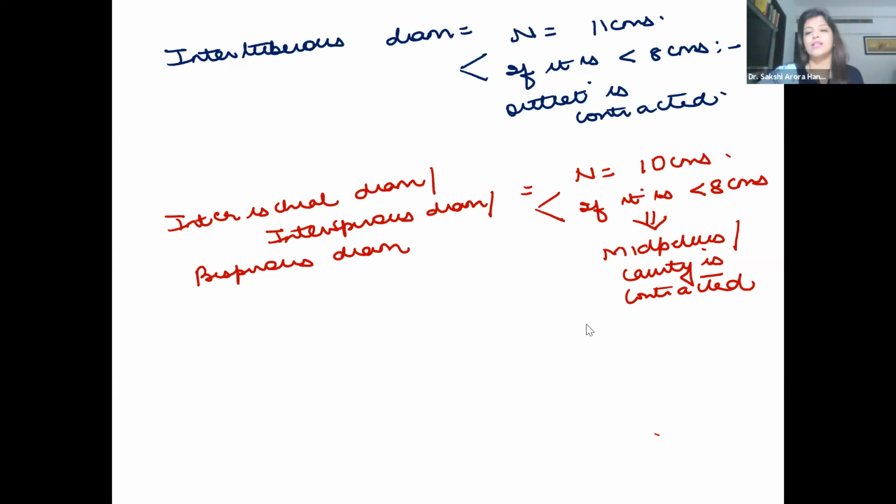And whether it is a contracted inlet, a contracted mid pelvis, or a contracted outlet, always and always management would be cesarean section. When we say that there is a gynecoid pelvis or android pelvis or anthropoid pelvis, this classification was given by Caldwell and Moloy. The names and features of such pelvis are important for you to know, right?